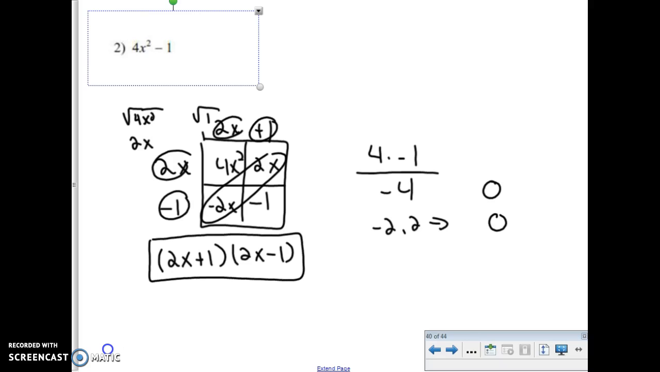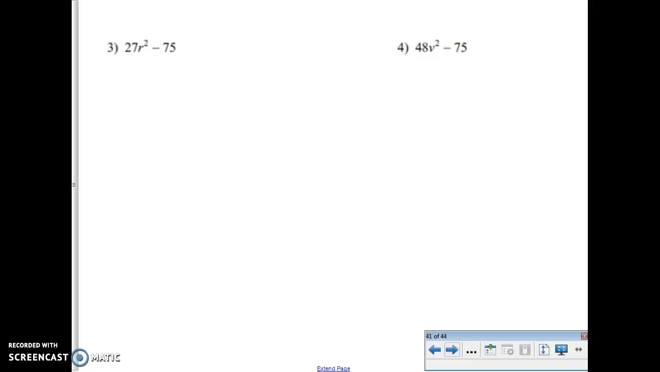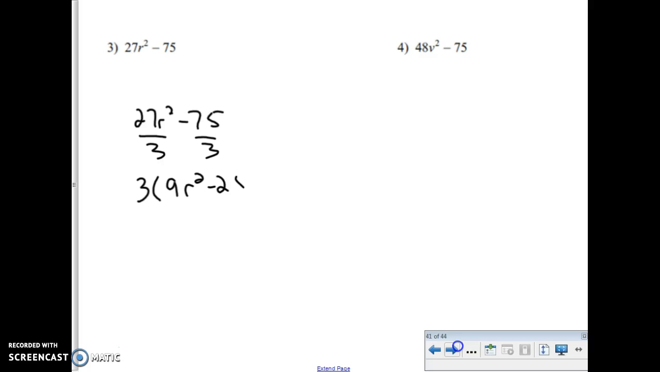I'm looking at another example of 27r squared minus 75. I can look at this and say, hey, none of those are perfect squares. What goes into 27r squared and what goes into 75? What is the greatest common thing that goes into those? I think that's 3. 3 goes into all of those, so I can factor out a 3. Now I'm left with 9r squared minus 25.